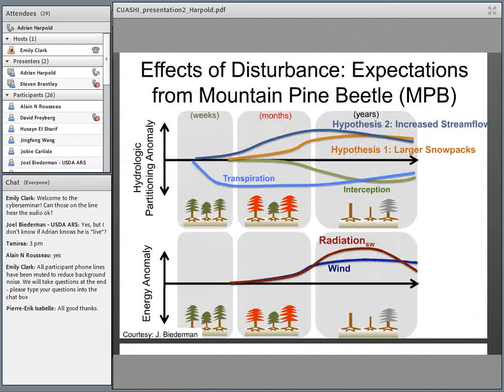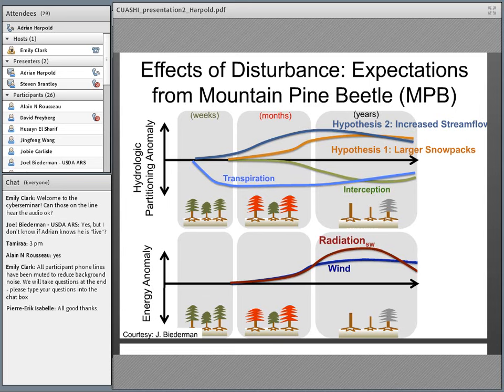So we came into this looking mostly at mountain pine beetle. Mountain pine beetle is a beetle that carries a fungus, and that fungus essentially kills the tree and stops transpiration. So we built a simple conceptual figure to try to understand what the impacts of these forest disturbances are. You can see that weeks after disturbance, transpiration turns off. So the trees are essentially dead.